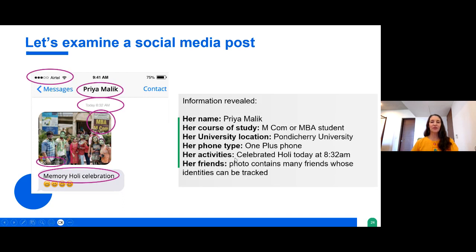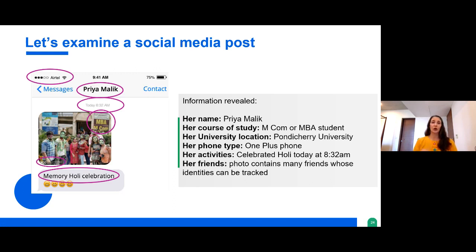Exactly. So she revealed a lot of information through one photo. As people have pointed out, what she's studying, where she is. It's a little hard to see here, but if you zoom in on that, it says she's at Pondicherry University. I can see what kind of phone she has. I can potentially also track her friends. If I take this photo, I can probably figure out who some of these friends are, even if their faces are covered in color. So even in a simple photo, sometimes you're giving off more information than you realize.